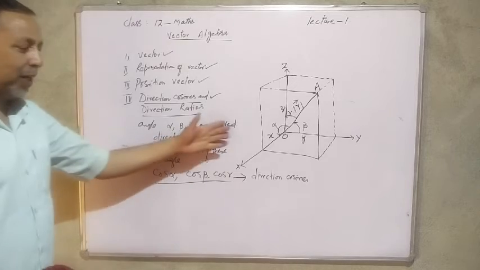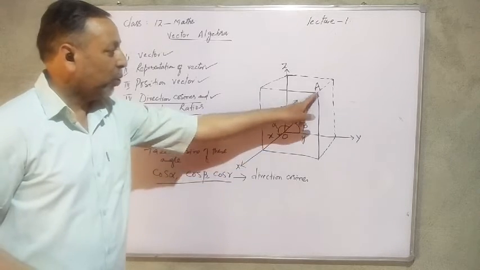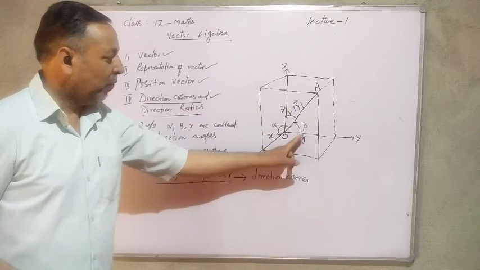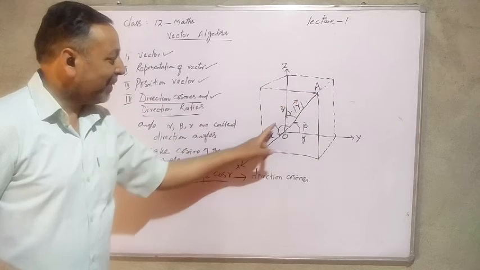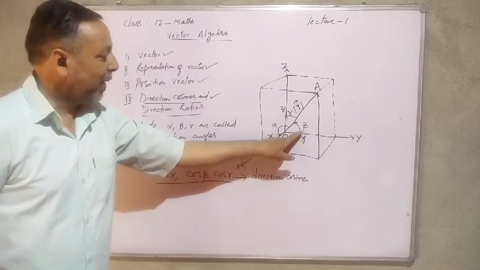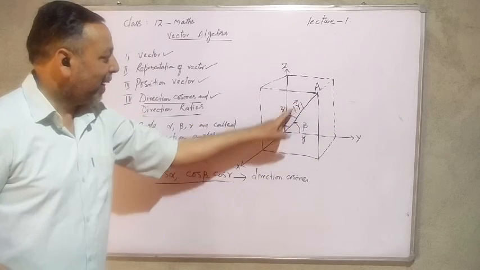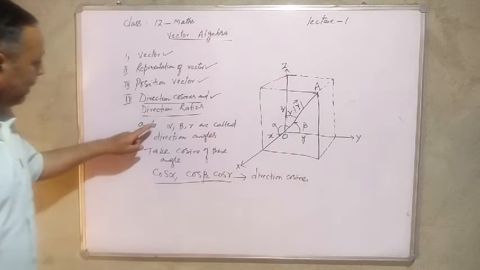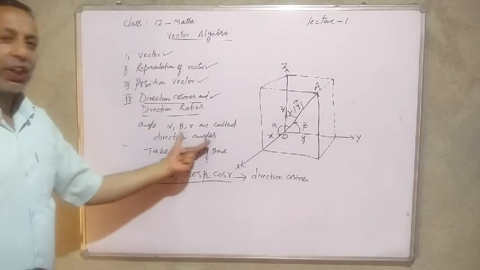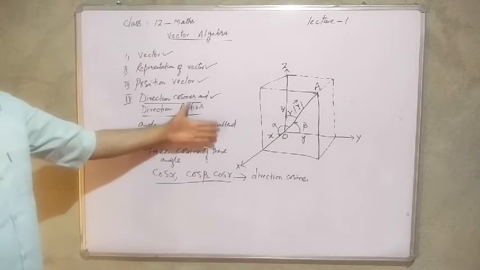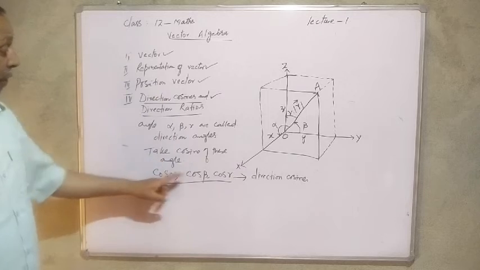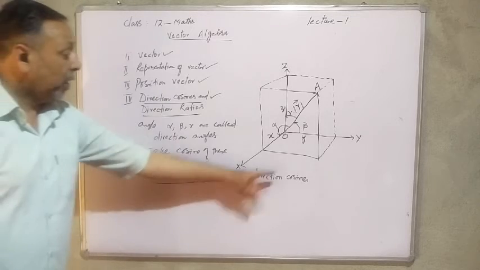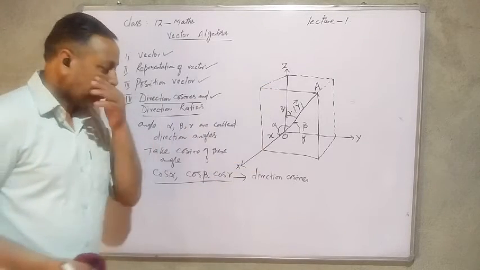Alpha, beta, and gamma are the angles which the position vector OA makes with the x-axis, y-axis and z-axis. With the x-axis, it makes an angle alpha. With the y-axis, it makes an angle beta. And with the z-axis, it makes an angle gamma. Then these alpha, beta, and gamma are called direction angles. And when we take cosines of these angles, we can write cos alpha, cos beta, and cos gamma. These are known as direction cosines.